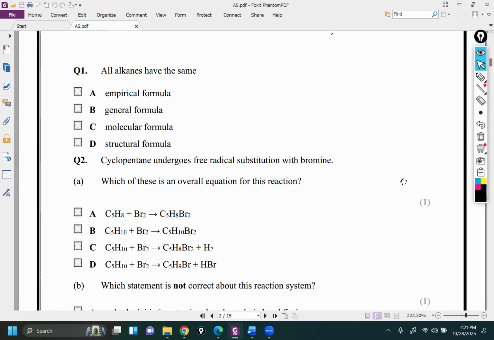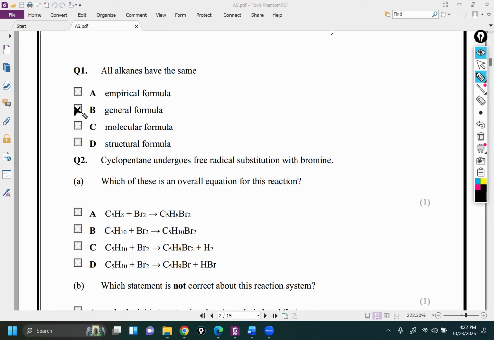Question number 1. All alkanes have the same. Now, alkenes, alcohols, they are homologous series. So all the homologous series have the same general formula. So the correct option is option B.